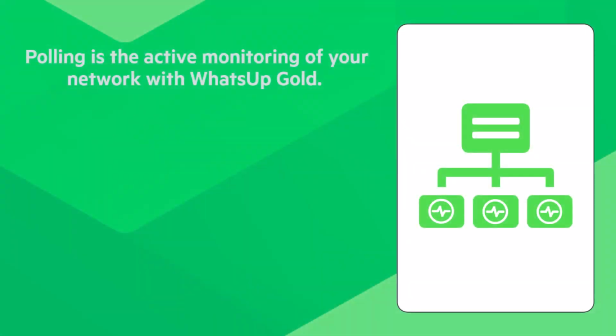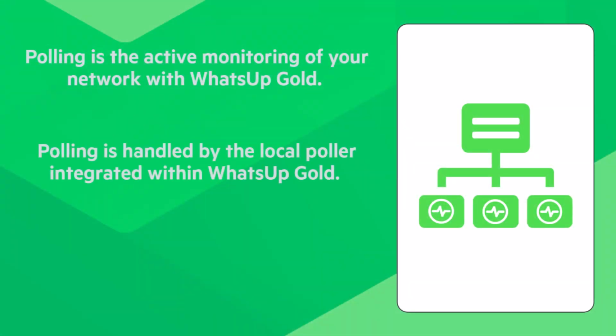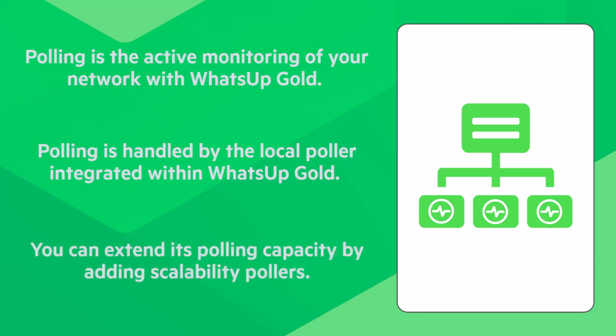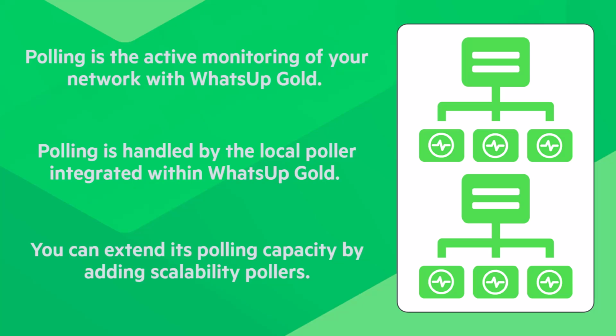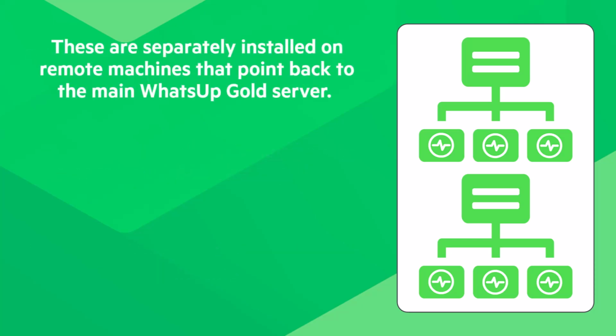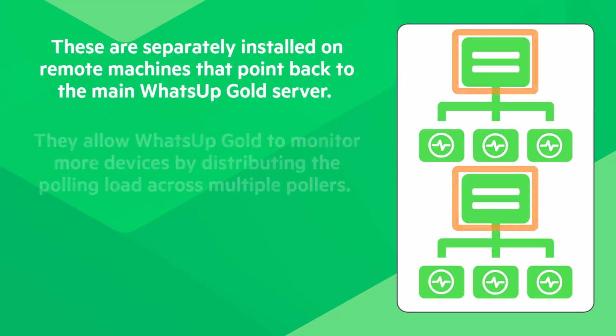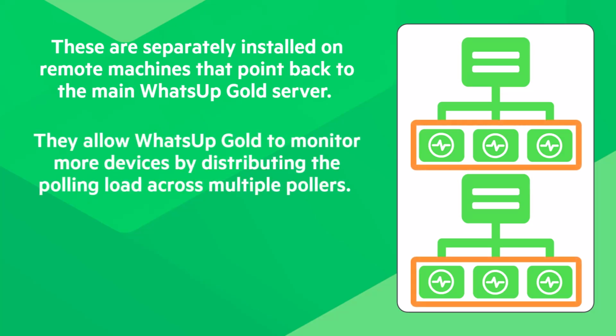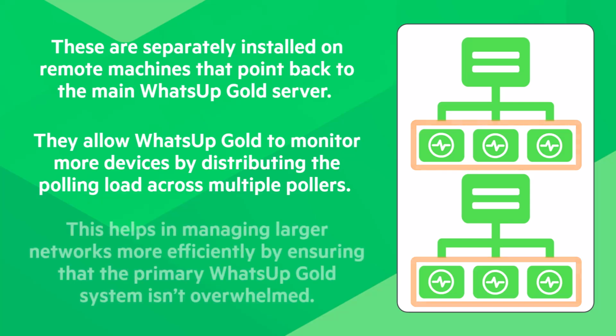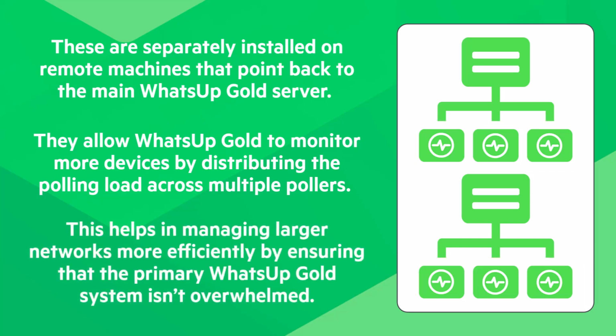Polling is the active monitoring of your network with WhatsUp Gold. By default, polling is handled by the local poller integrated within WhatsUp Gold. You can extend its polling capacity by adding scalability pollers. These are separately installed on remote machines that point back to the main WhatsUp Gold server. They allow WhatsUp Gold to monitor more devices by distributing the polling load across multiple pollers. This helps in managing larger networks more efficiently by ensuring that the primary WhatsUp Gold system isn't overwhelmed.